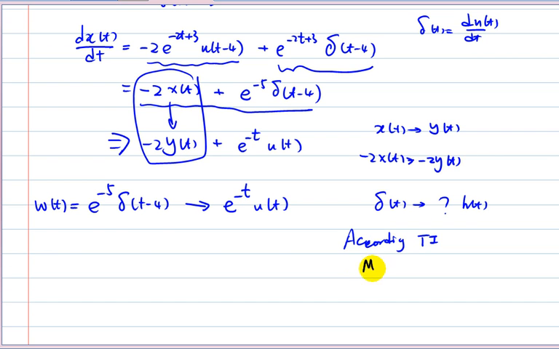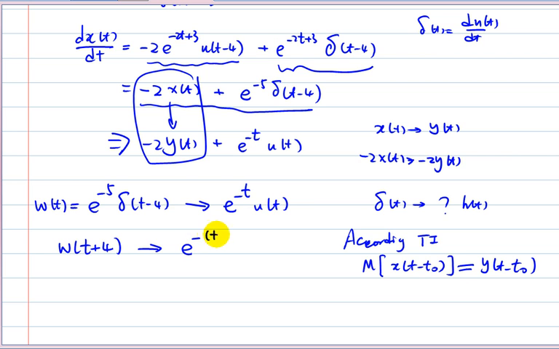invariance property, the way we write it is x of t minus t naught gives y of t minus t naught. Now let's do this. Normally we shift to the right, but in this case I'm doing this. What would w of t plus 4 produce? w of t produced this, so what would w of t plus 4 produce? According to the time invariant property, this is shifted. The output t here is changed to t minus t naught, so this t is going to have to be changed to t plus 4. Don't forget that.